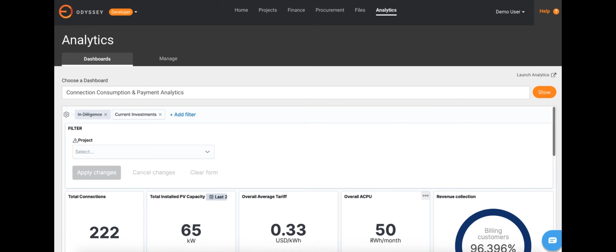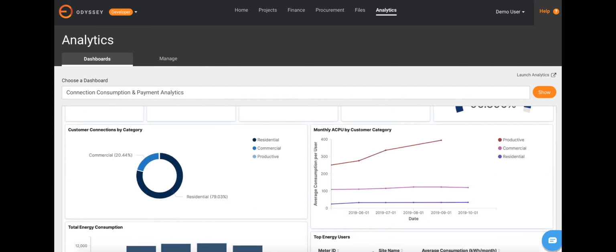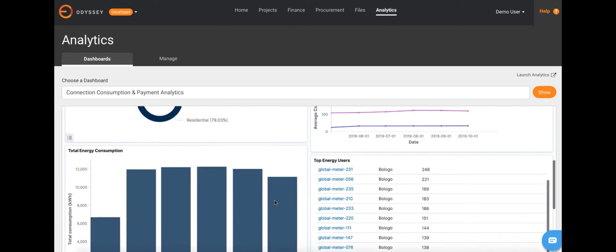Here are some analytics I put together for reporting on key business drivers of a mini-grid portfolio, my customers' consumption and payment trends. Two of the underlying datasets beneath these analytics are frequent readings from my smart meters and customer transactions from my billing system. In this graph here at the right, monthly average consumption per user by customer category, I'm joining together meter readings with customer attribute information from a CRM so that I can see how different types of customers are using power.